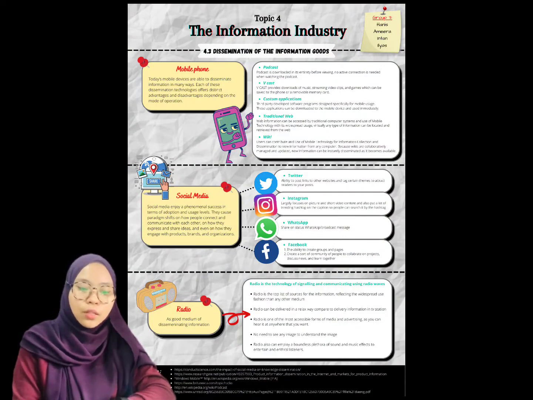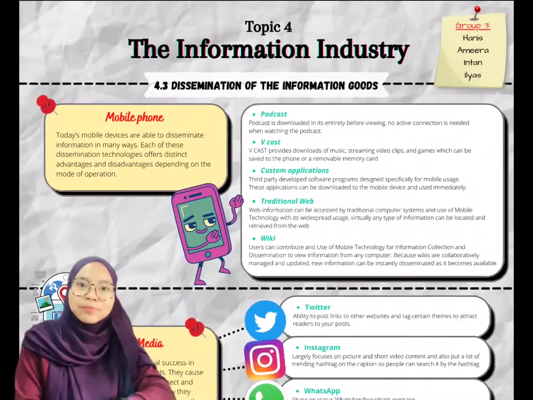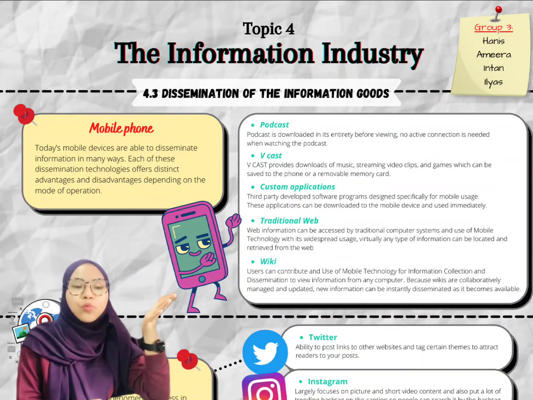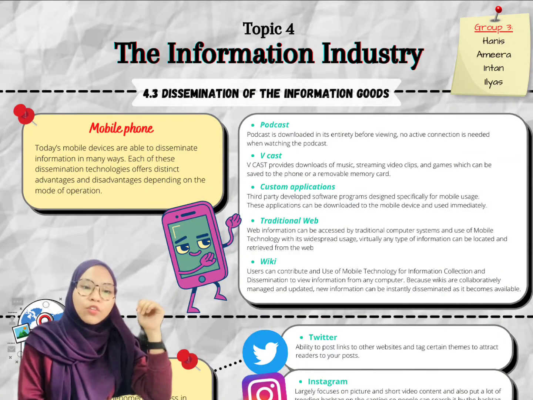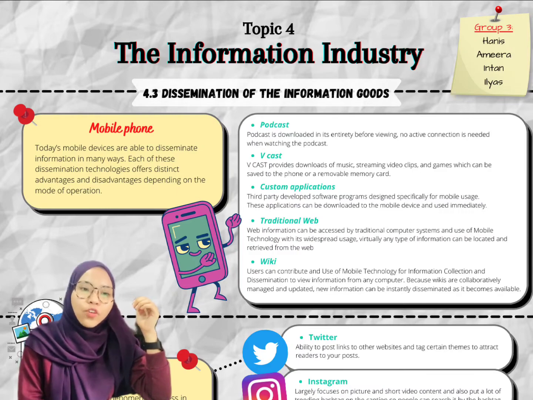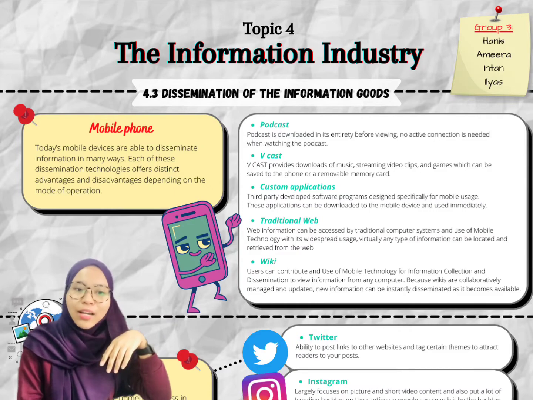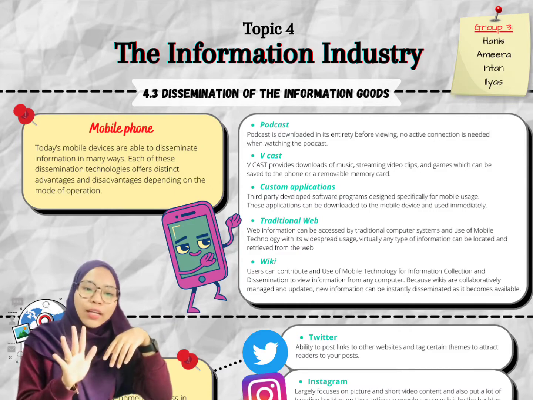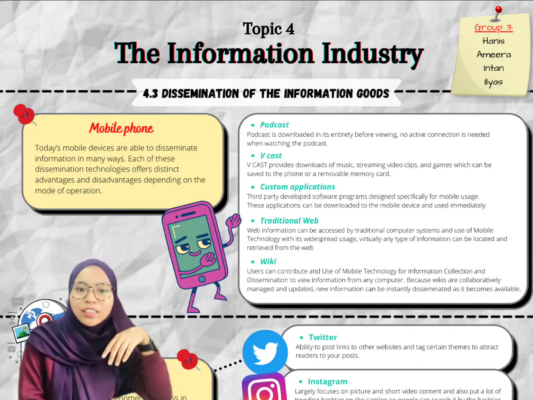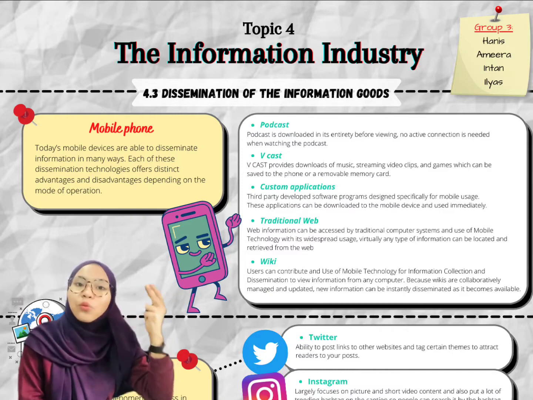Today I will talk about dissemination of the information goods via mobile phone. Today's mobile devices are able to disseminate information in many ways. Each of these dissemination technologies offers distinct advantages and disadvantages depending on the mode of operation. Currently, there are 5 widely adopted methods of information dissemination in use of mobile technology, including podcast, VCast, custom mobile application, traditional websites, and Wikipedia.